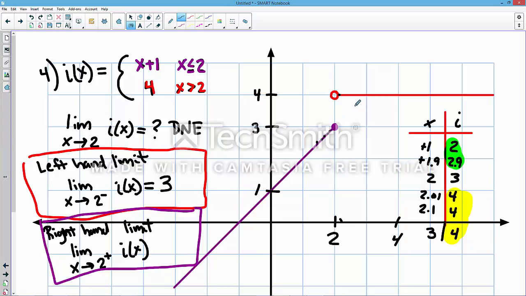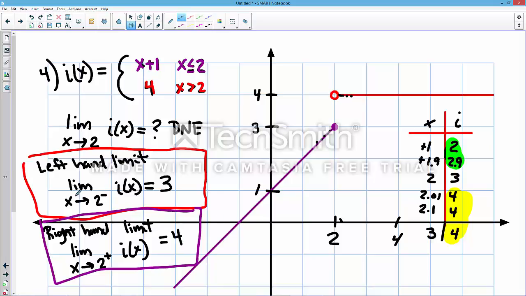Now from the right side, what happens? Well, all of these points, as we get closer and closer to 2 from the right side, 2.2, 2.1, 2.01, are approaching the number 4. They all have values of 4. So we say the right-hand limit is equal to 4.